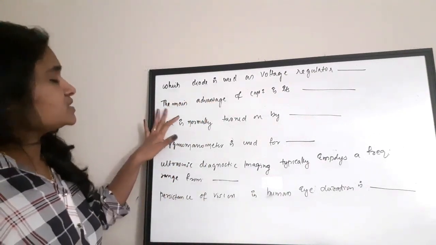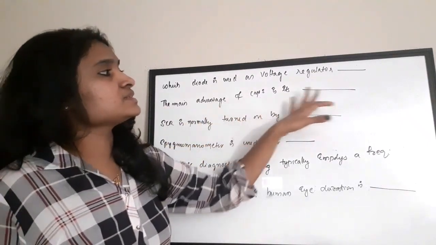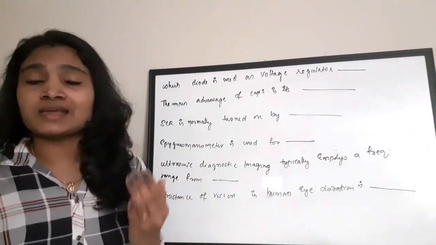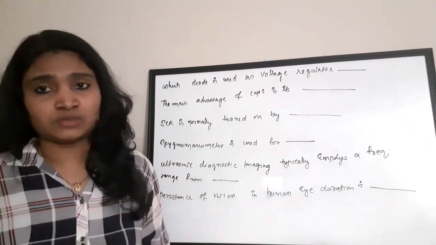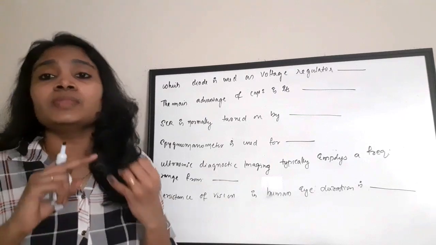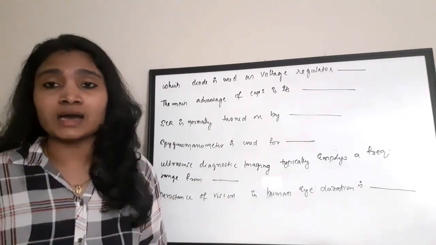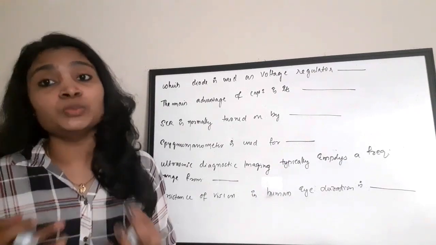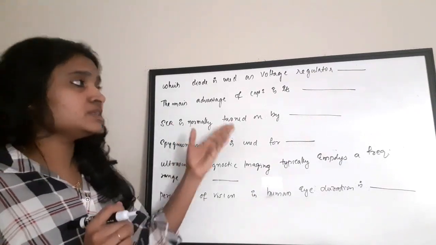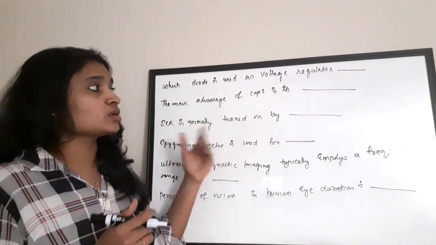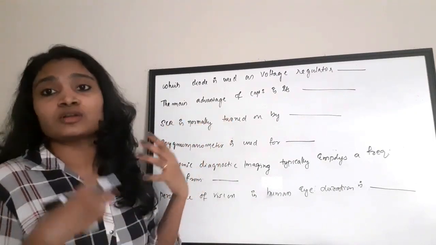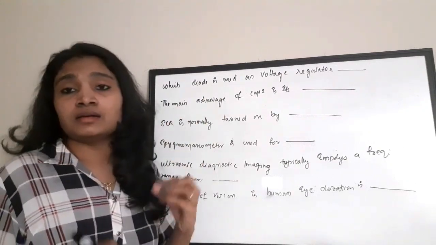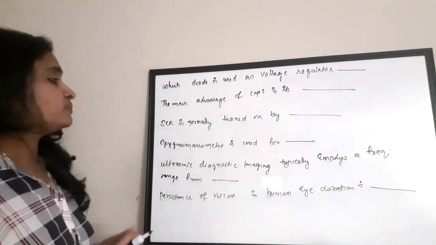Next question: the main advantage of CMOS is its dash. The major advantage of CMOS is that it has very low power consumption. The other advantages are that it has very high resistance towards noise, that is, it has a very high input resistance. So these are the main features for why we go for CMOS, or complementary metal oxide semiconductor configurations. The main advantage is that it has very low power consumption.